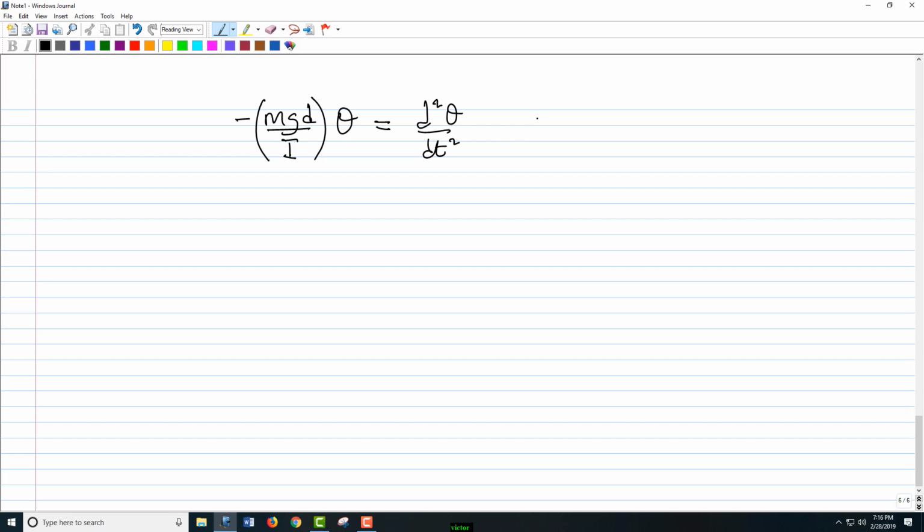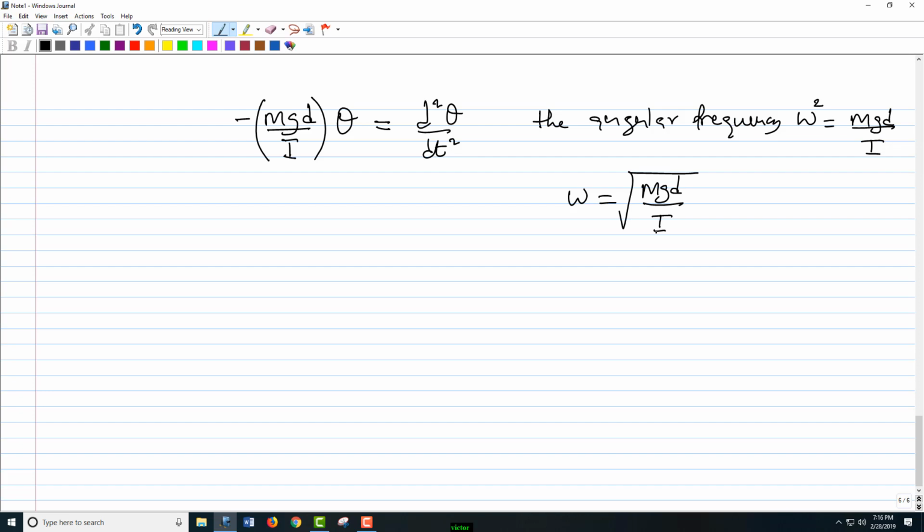So by looking at this, you can see that the angular frequency omega squared is equal to mgd divided by I. So we can write omega to be the square root of mgd divided by I. And the reason we do it this way is so that we can write it in a form which is identical to what we have for the motion of a particle in simple harmonic motion.